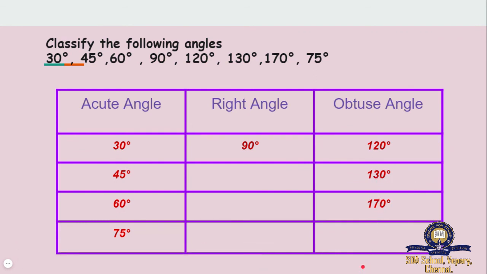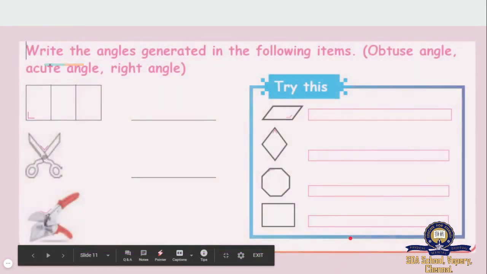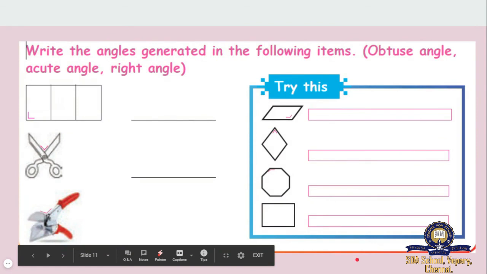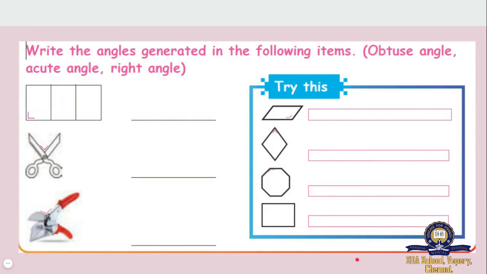Okay, always remember only one thing. The number that is less than 90 degree is acute, the number greater than 90 degree is obtuse, the number equal to 90 degree is right angle, and the number equal to 180 degree is straight angle. Next, we can write the angles generated in the following items. What is acute, and right.